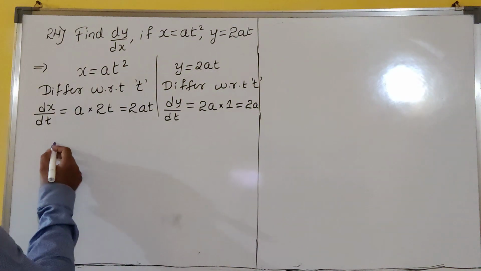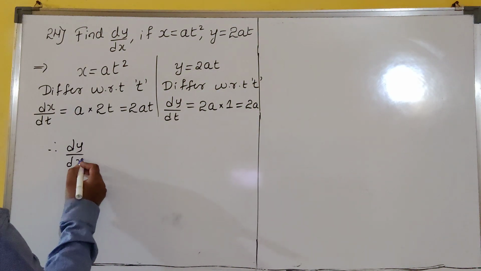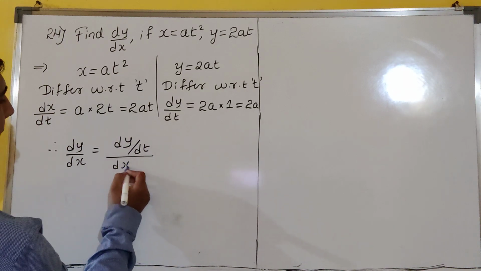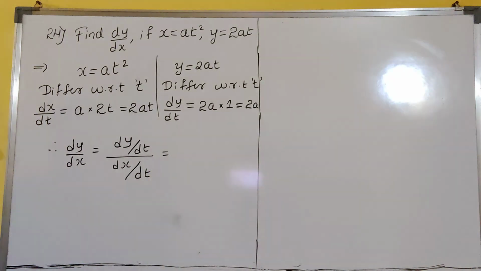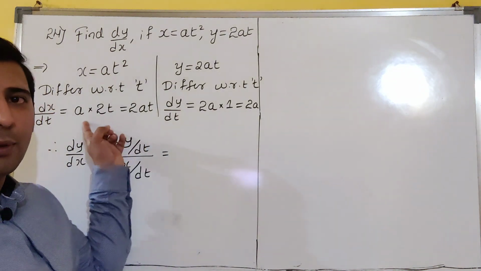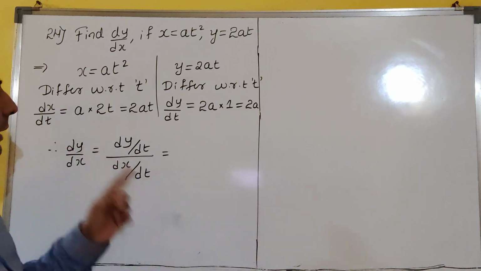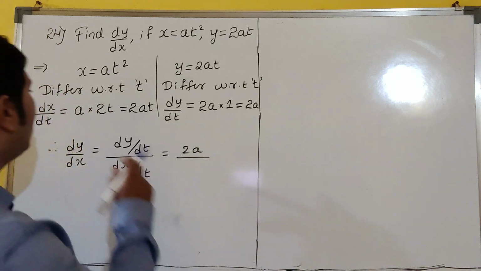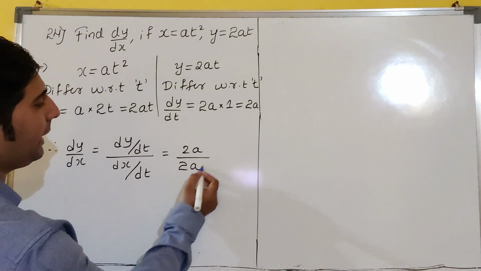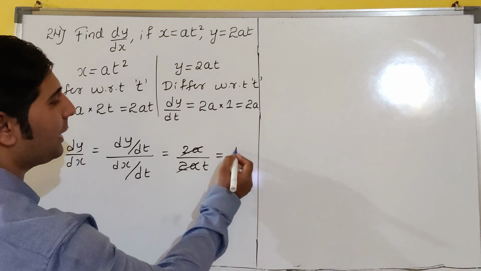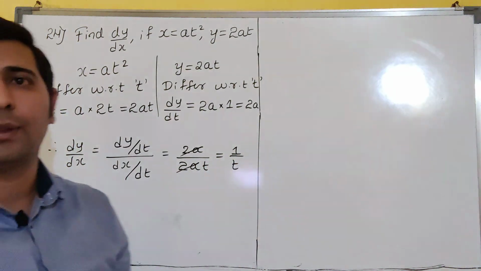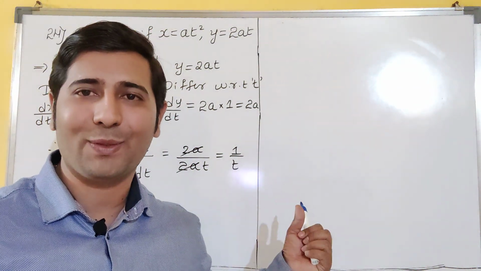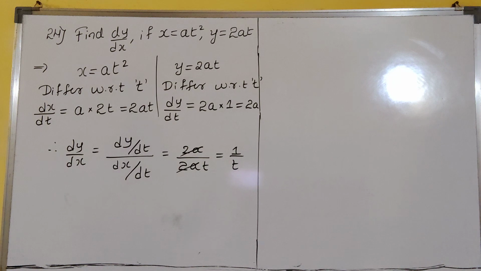We got it. Now I have to find dy by dx. How will we find dy by dx? It is dy by dt whole divided by dx by dt, dear students. Dy by dt is 2a, and dx by dt is 2at. 2a gets cancelled. How much will you get? 1 by t, dear students. I hope you understood. We'll continue with the next question.